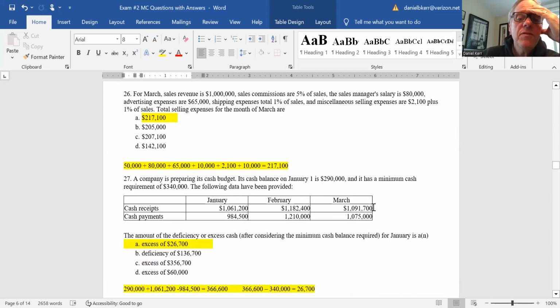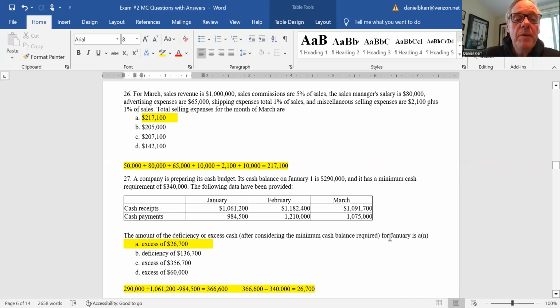27. So they give us information. In order to answer this question, you have to know what the beginning cash is in January, which is 290,000. And you want to keep a minimum cash requirement of 340,000. So the question is the amount of deficiency or excess after considering minimum cash balance for January.